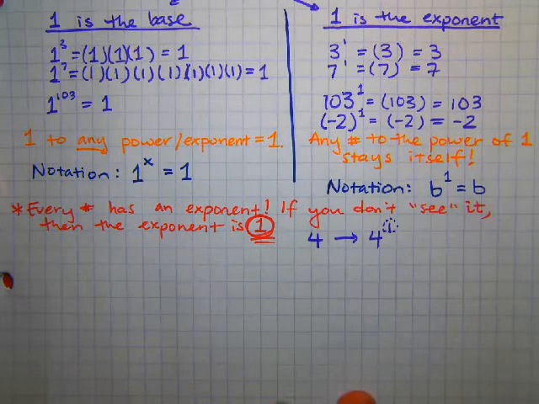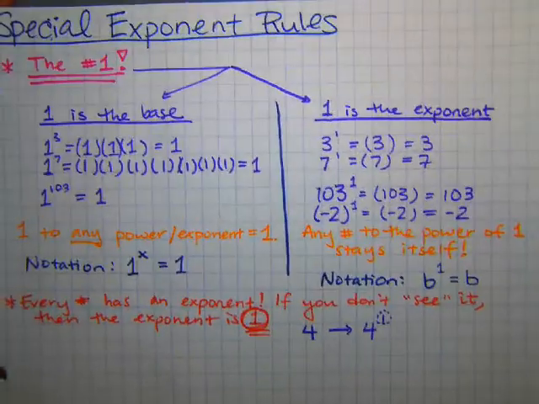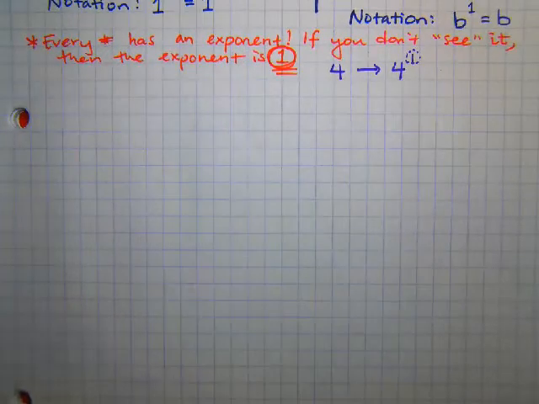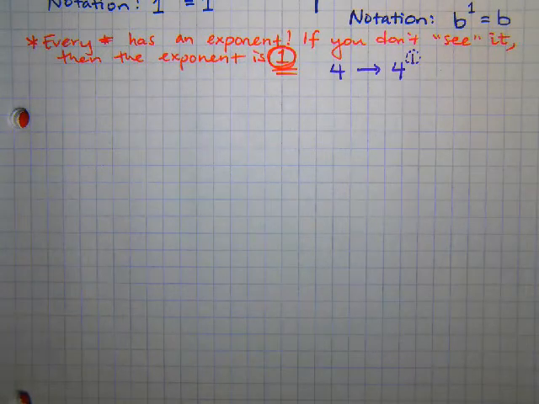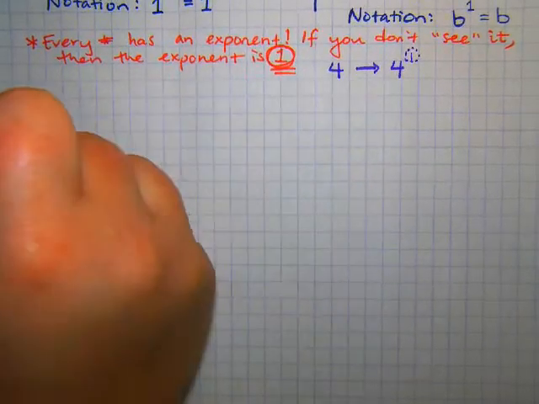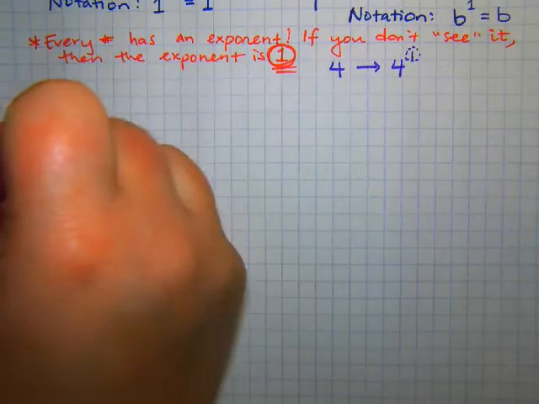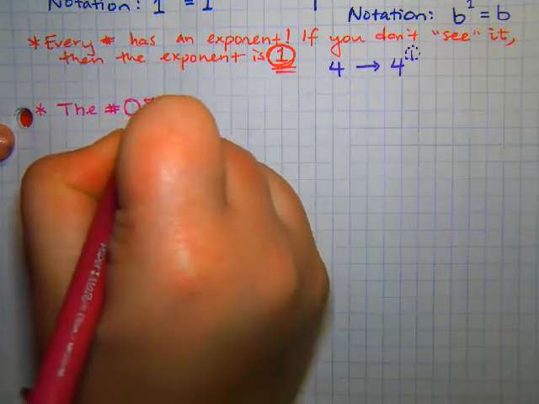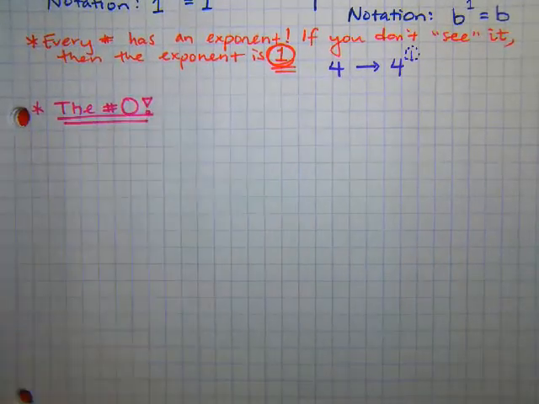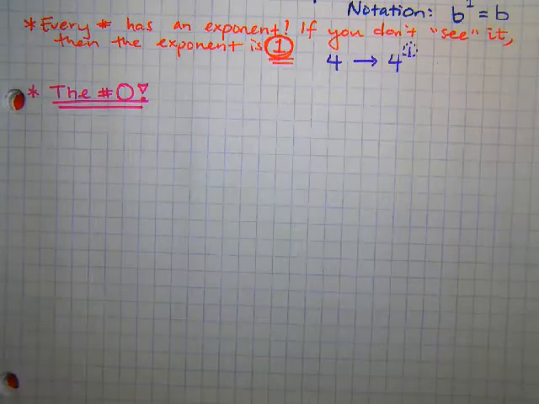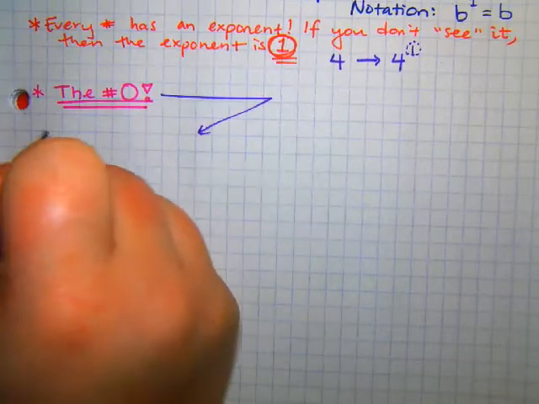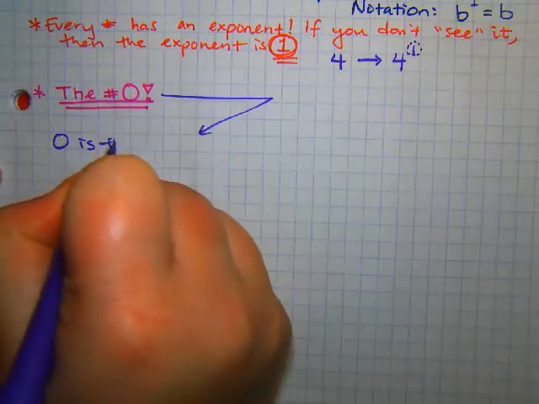Okay, so that's the deal with ones. Hopefully that was pretty easy. Well, where's the other number? The other number that gives us some special rules is the number 0. And just like 1, we can have 2 options for this. The first one is that 0 is the base.